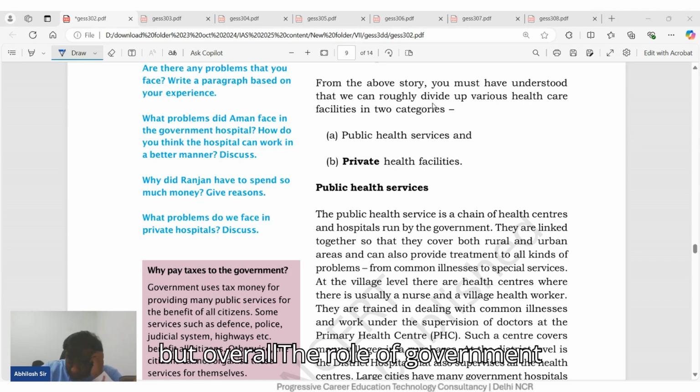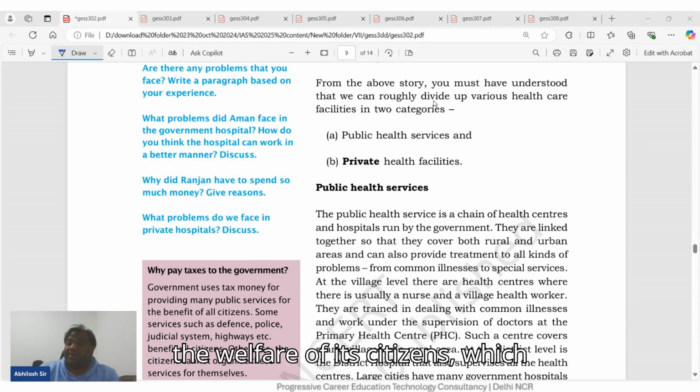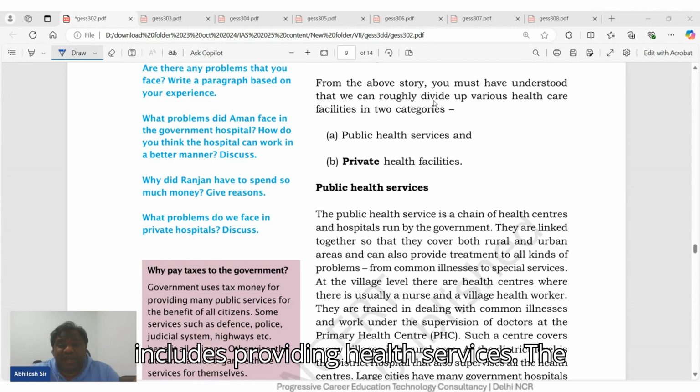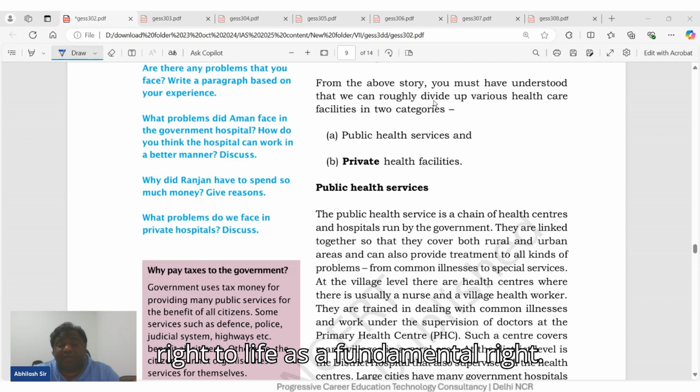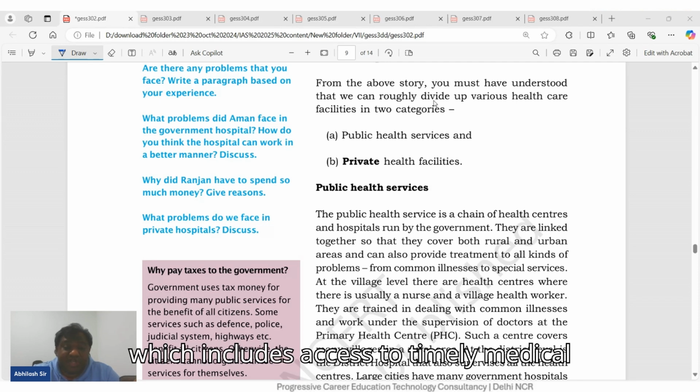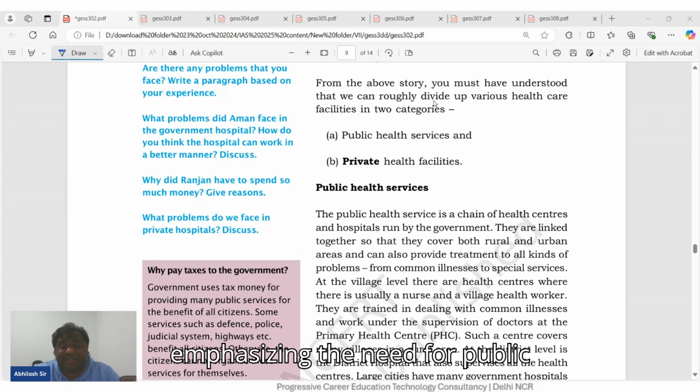But overall, the role of government in healthcare can be summarized. According to the Indian Constitution, it is the duty of the government to ensure the welfare of its citizens, which includes providing health services. The Supreme Court of India has upheld the right to life as a fundamental right, which includes access to timely medical treatment. Government healthcare services are funded by taxes, emphasizing the need for public contributions to sustain essential services like defense, police, healthcare, and infrastructure.